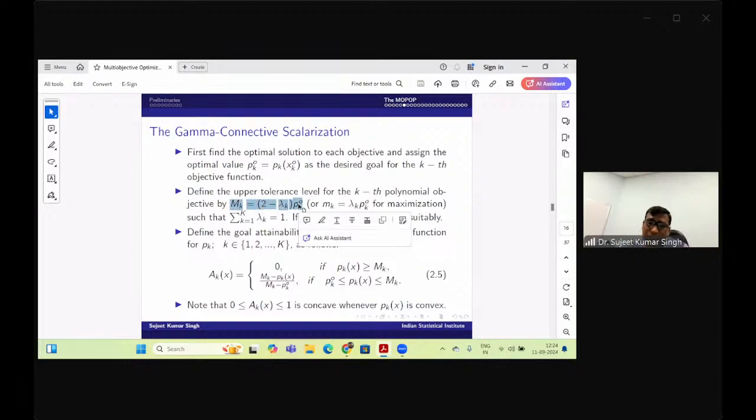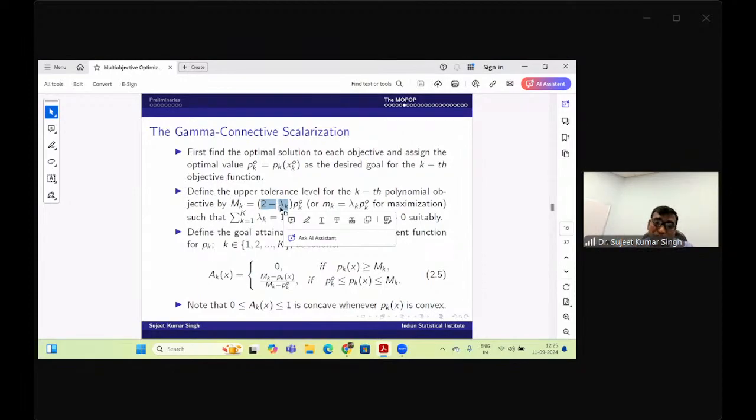upper tolerance level. The upper tolerance level is defined as mk, which is given to be (2 minus lambda k) times pko, where pko is the individual optimal value. Here you can see that if lambda k, that means the priority factor of the kth objective, is higher, then, for example, if lambda k is 1, mk is nothing but pko, the optimal value of that objective, and that is the best value. So there is no deviation. The upper value and the optimal value are both the same in that case.